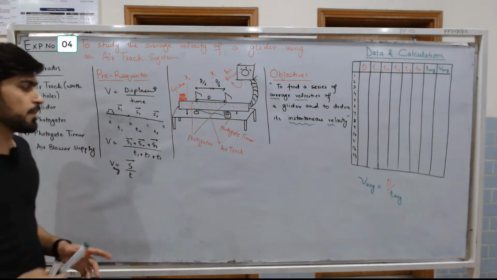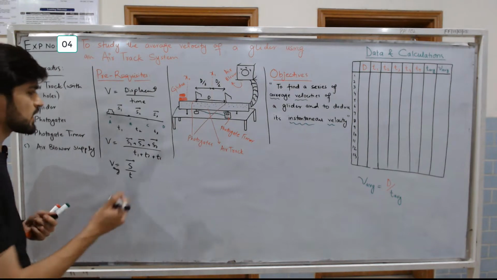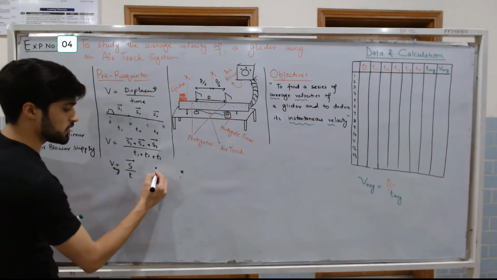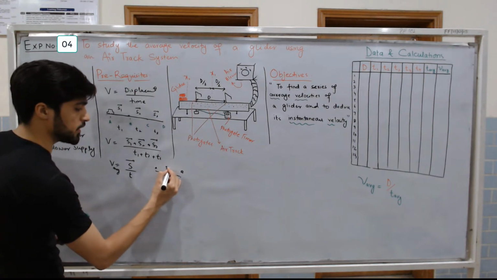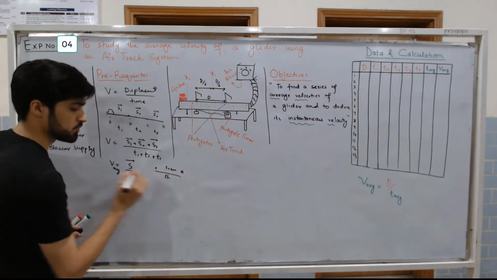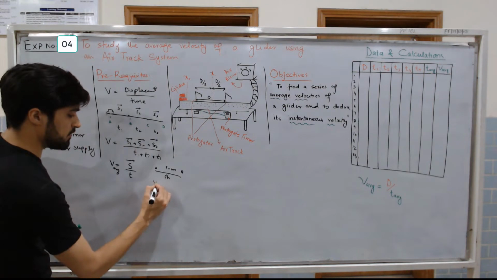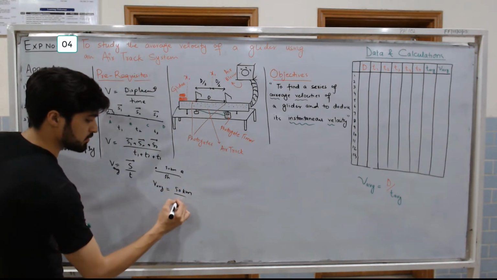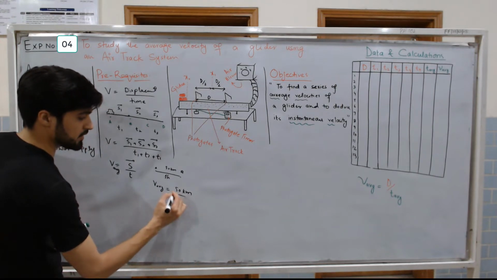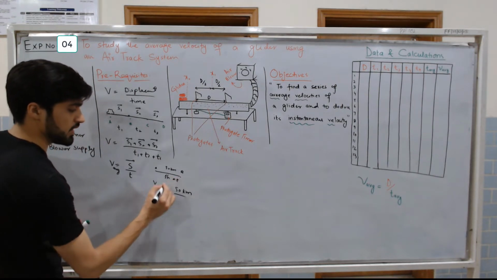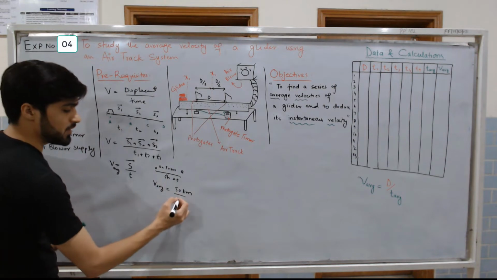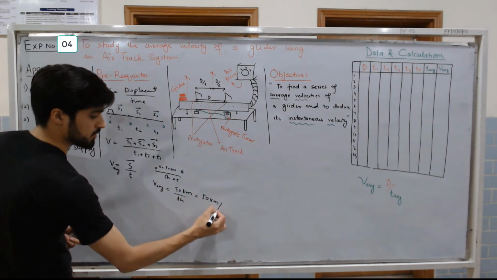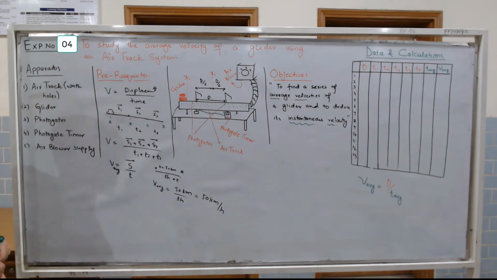So we are clear. Let's say the car moves from A to B, and it covers a displacement of 50 kilometers in 1 hour. So its average velocity will be 50 kilometers divided by the time taken, where this is S and this is T. The time it takes is 1 hour. So its average velocity will be 50 kilometers per hour.